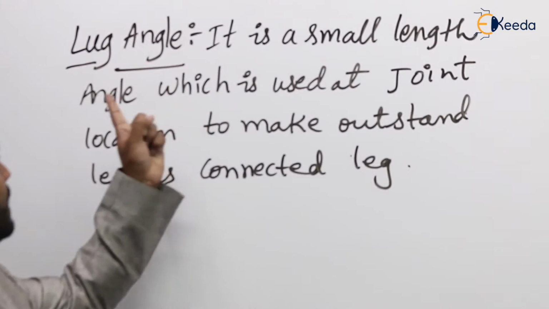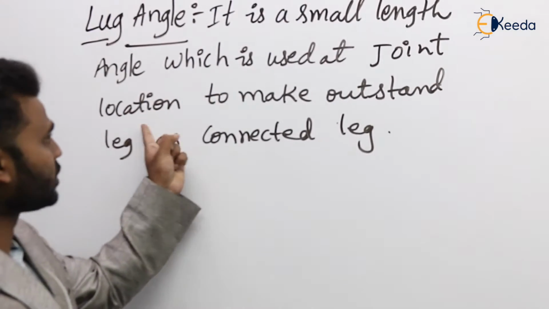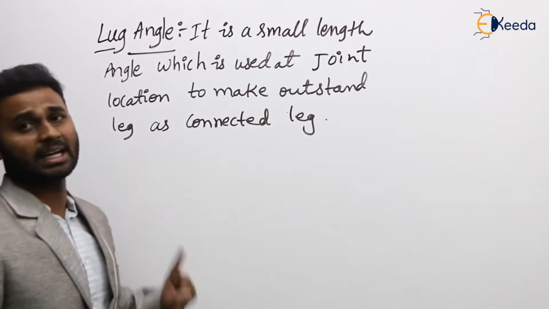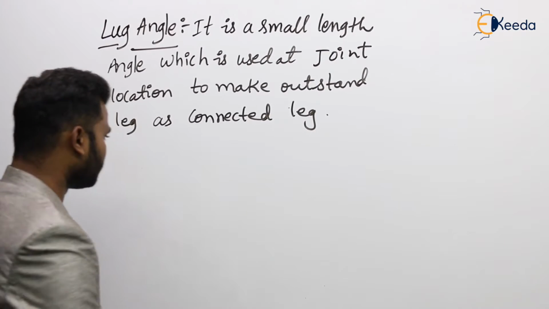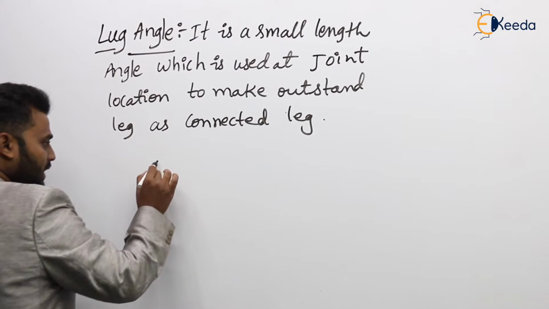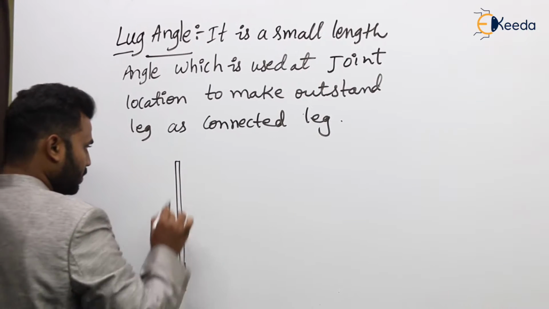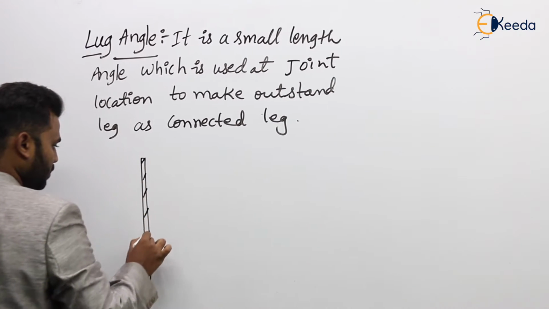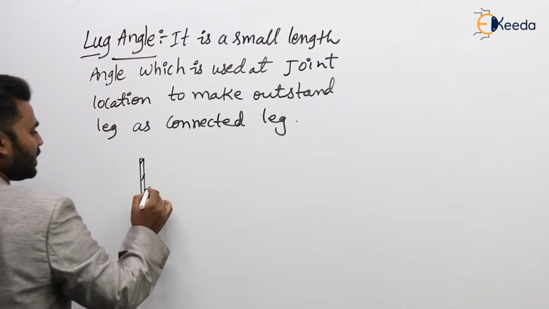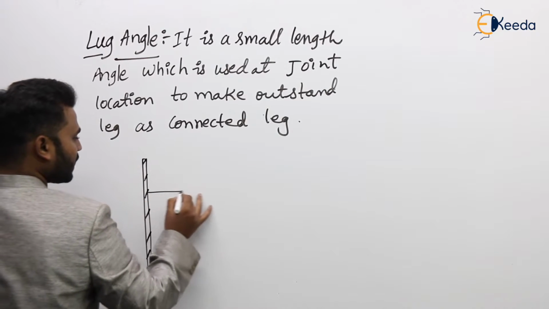So it is a small length angle which is used at the joint location to make outstand as a connected leg. So I am going to show it in the diagram. So see here, this is a gusset plate. So to this gusset plate we have connected an angle.